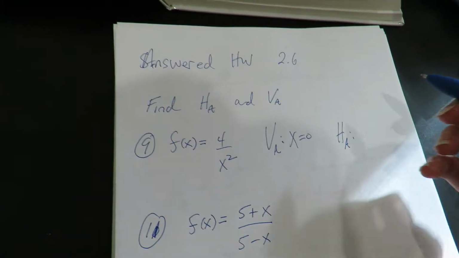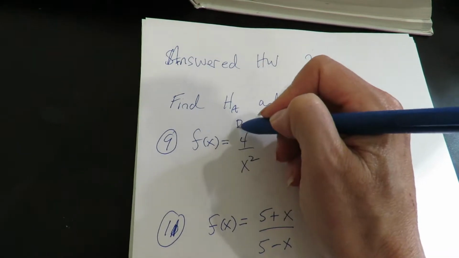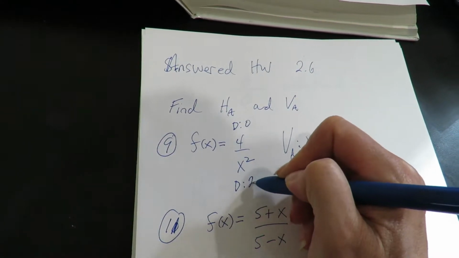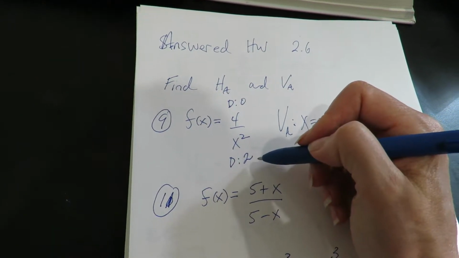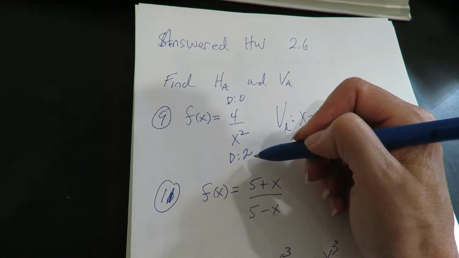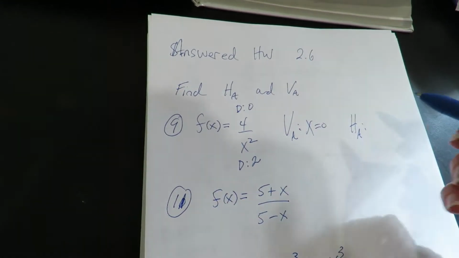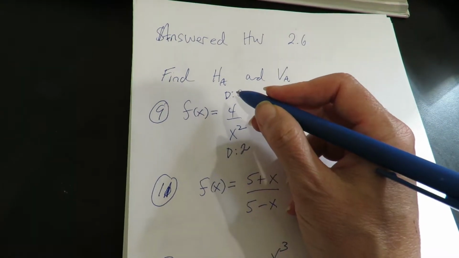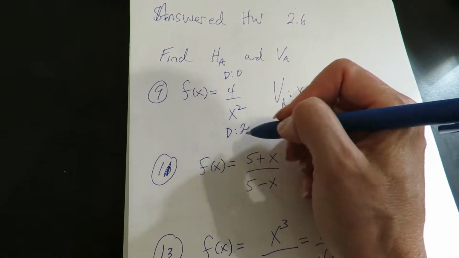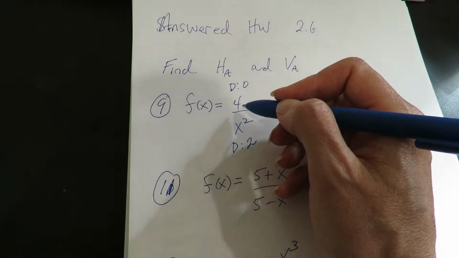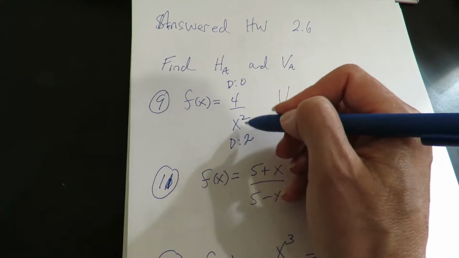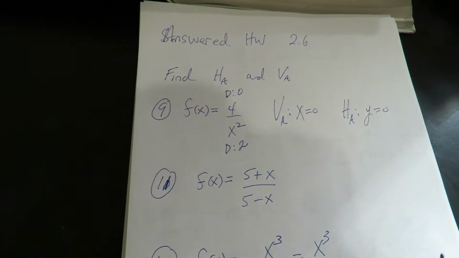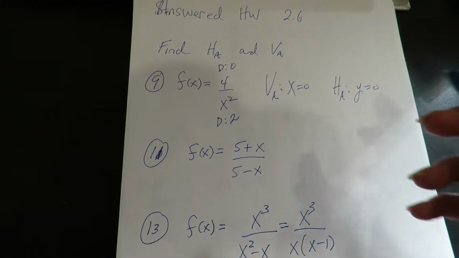Alright, for the HA, this is bottom heavy because the degree of the numerator, if it's a constant, is 0. The degree of the bottom is quadratic, second degree. So the degree of the bottom is higher, so this is bottom heavy. Whenever it's bottom heavy, the HA is 0, because the bottom is going to grow a lot faster than the numerator, so it collapses to 0. 4 over a million is pretty much 0. The denominator is going to get really big, and so the fraction is going to collapse to 0 as x goes to positive or negative infinity.